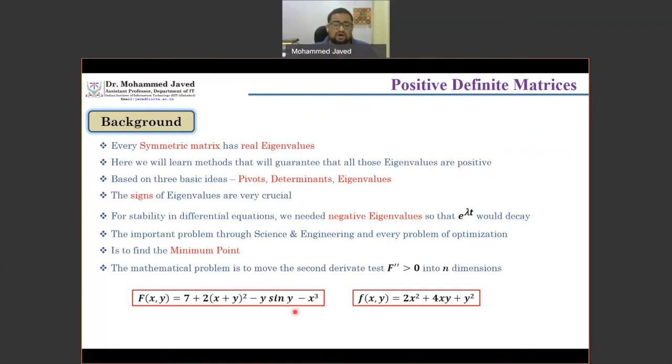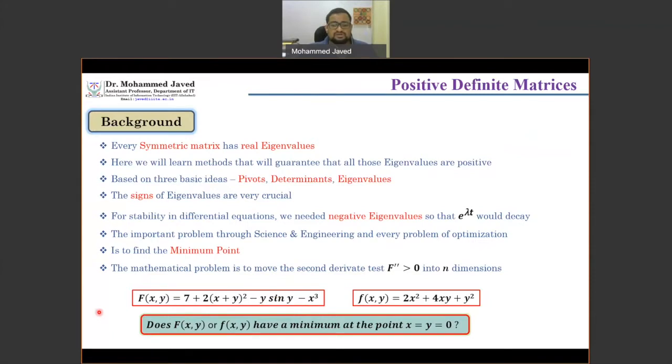So how can we solve this problem? How can we find the minimum point, and how can we ensure that there is a minimum in this function? Does capital F of x comma y or small f of x comma y have a minimum at the point 0 comma 0? We will look into the techniques which will ensure that there is a minimum.